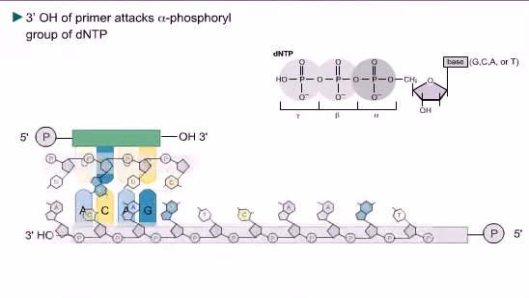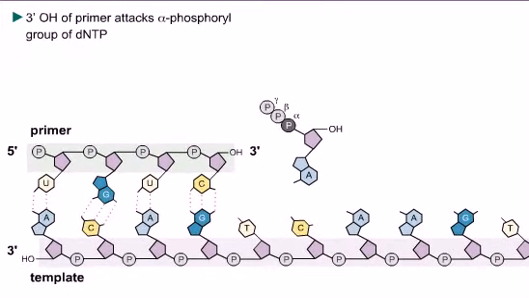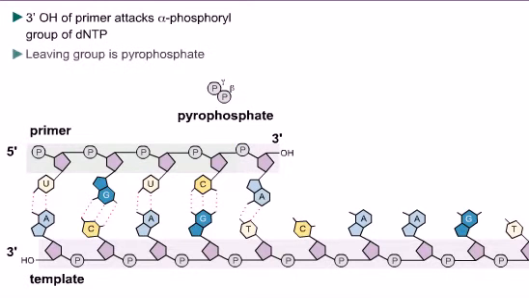The 3' hydroxyl of the primer strand attacks the alpha phosphoryl group of the incoming dNTP in a nucleophilic substitution reaction. The leaving group for the reaction is pyrophosphate, which is formed from the beta and gamma phosphoryl groups of the dNTP.